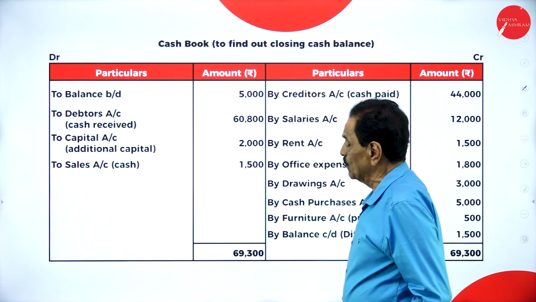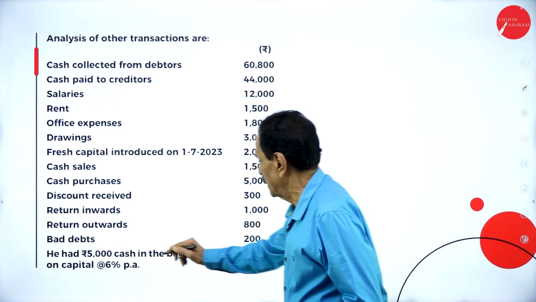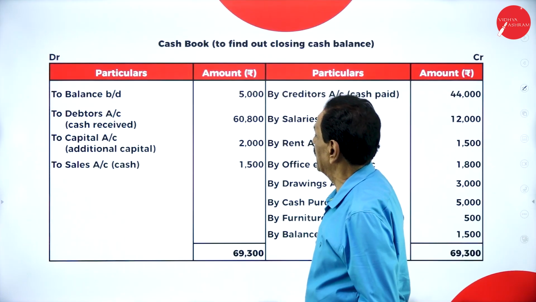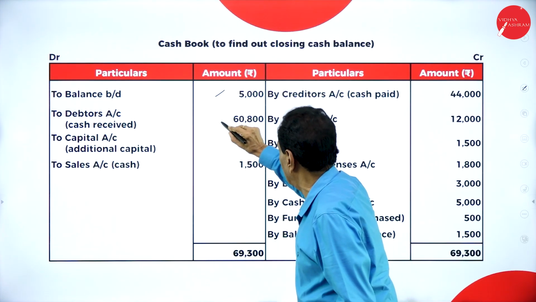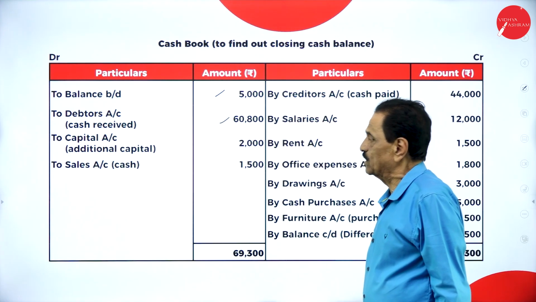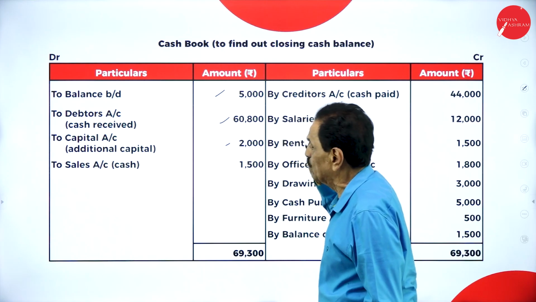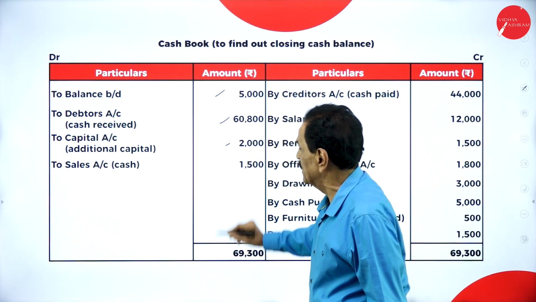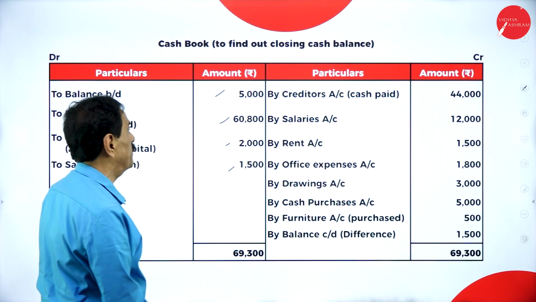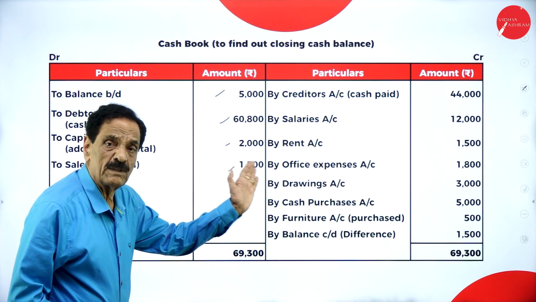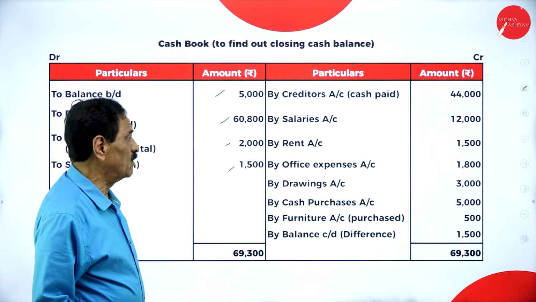To balance brought down. Start with 5,000 here. They have given this 5,000 in the adjustment. Debtor. Cash receipt from debtor is 60,800. Debit what comes in. There is an additional capital. They have introduced 2,000. Cash sale is 1,500. Debit what comes in, real account principle. Debit what comes in, credit what goes out. All we have received, totally we have got 69,300.